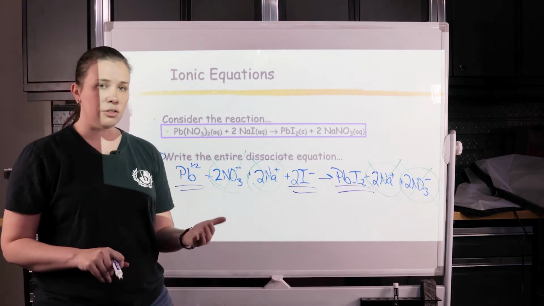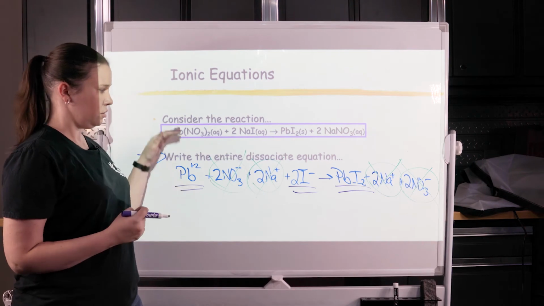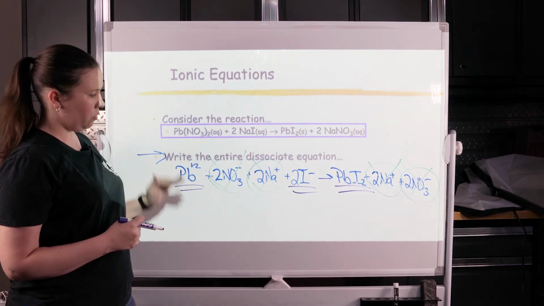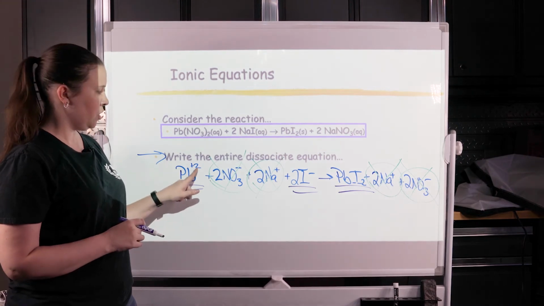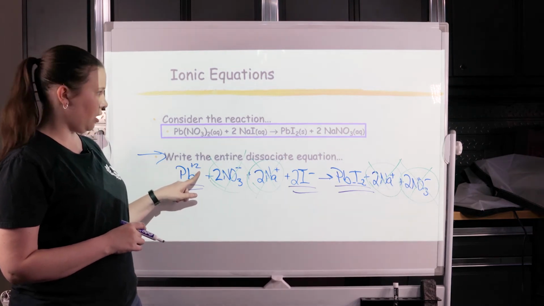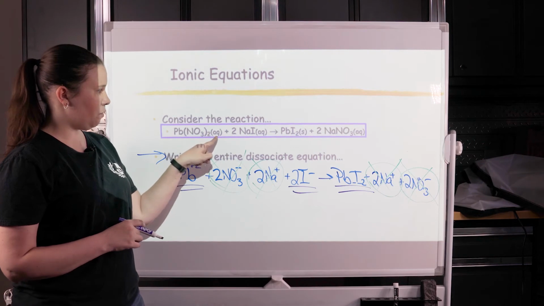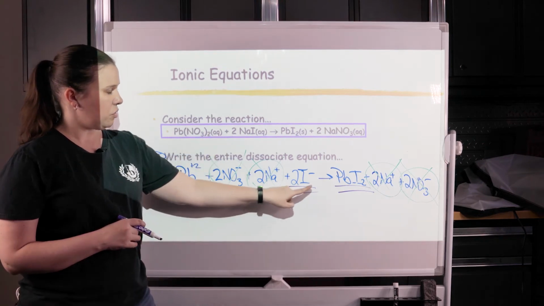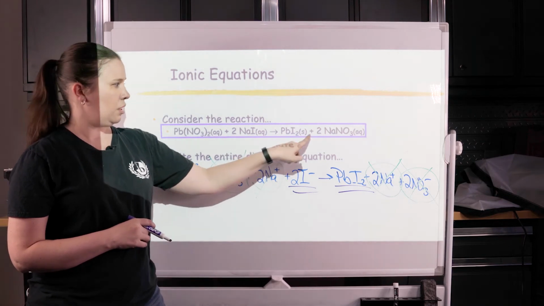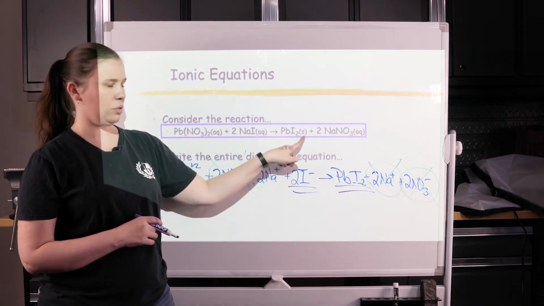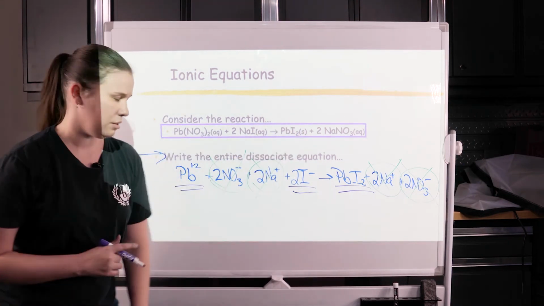For your final answer, you need to bring the phases back. So yeah, we can be a little bit lazy here, but when you write that final answer, you want to include the phases. Ions are always going to be aqueous. And notice how where the lead came from, it is aqueous. Same thing with the iodide ion, came from this aqueous solution. And then the compound was solid. So I want to bring that back in the end as well.